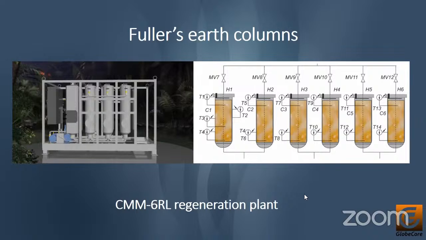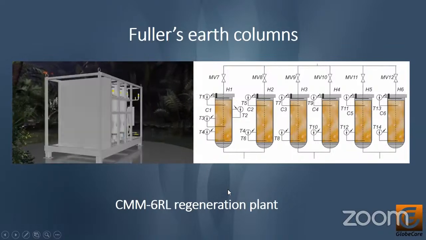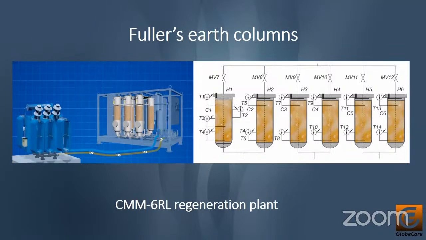Now let's talk about the important components of our CMM6R Lite regeneration unit. The most important components are the columns with Fuller's earth. Their task is to contain the adsorbent material, which in turn removes contaminants from the dielectric oil. The columns also have built-in heaters that raise the temperature of the adsorbent material, switching on for a short time when Fuller's earth is reactivated.